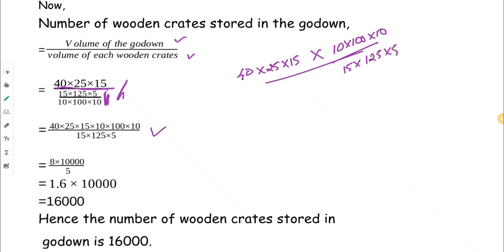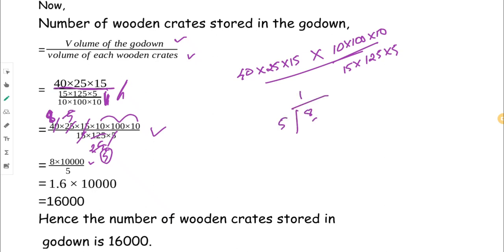Now once we're done with that, we'll start the division. So I can divide: 15 ones are 15, ones are 5, 5 5s are 25, 5 ones are 5, 5 2s are 10, 5 5s are 25, 5 8s are 40, then 5 5s are 25. So I'll have here at the numerator 8 into, when you multiply 10 into 100 into 10, you will simply get 10,000, right? At the denominator, you already know 5 is there, so 8 into 10,000 divided by 5. And once you're done with it, divide 5 and 8, right?